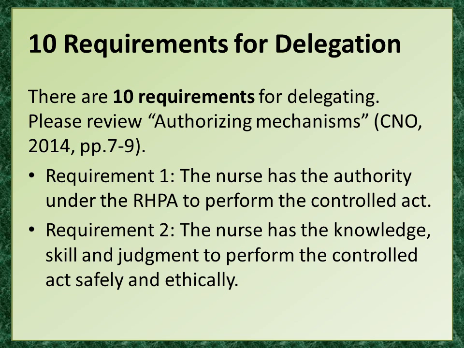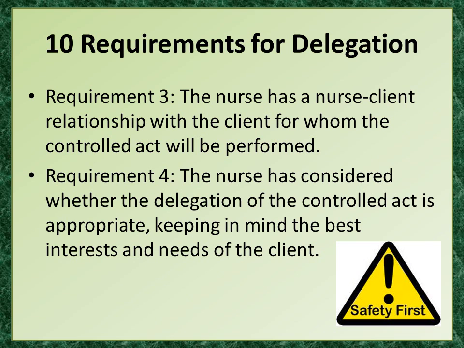There are 10 requirements for delegation. Please review authorizing mechanisms where these are. Requirement 1. The nurse has the authority under the Regulated Health Professions Act to perform the controlled act. 2. The nurse has the knowledge, skill and judgment to perform the controlled act safely and ethically. 3. The nurse has a nurse-client relationship with the client for whom the controlled act will be performed.